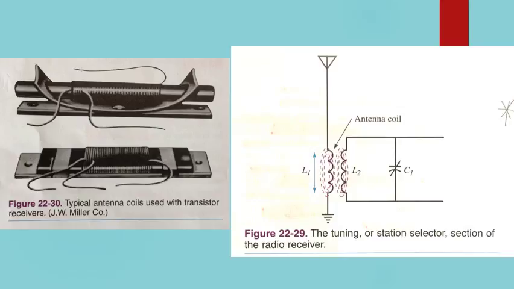The ability of a radio receiver to select a single frequency is called selectivity. The ability of a receiver to respond to weak incoming signals is called sensitivity. Both of these traits are desirable. Special circuits and components have been devised to improve selectivity and sensitivity.